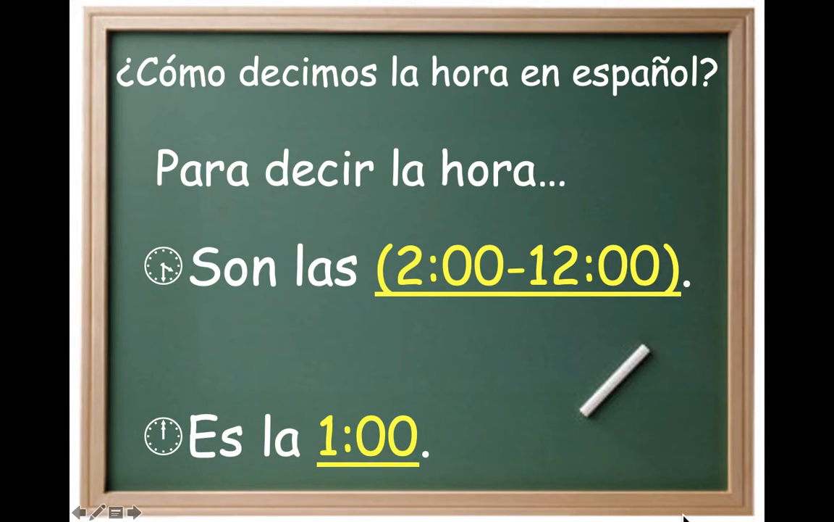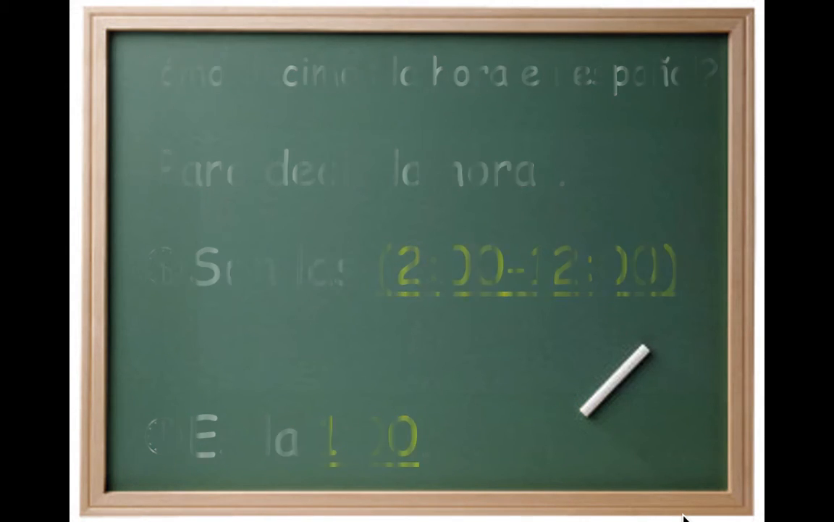Well, when you want to talk about the hours between 2 and 12, you're always going to start off your expression with son las. That's because there are 2 hours and 15 minutes on the clock, or there are 6 hours on the clock and 13 minutes. But we're only going to use es la for 1 o'clock in the afternoon and 1 o'clock in the morning. That's because there's only 1 hour on the clock, right? For singular, es la. For plural hours, son las.